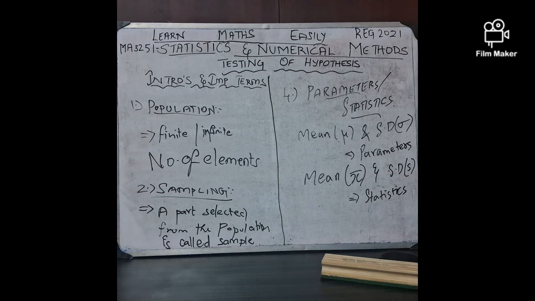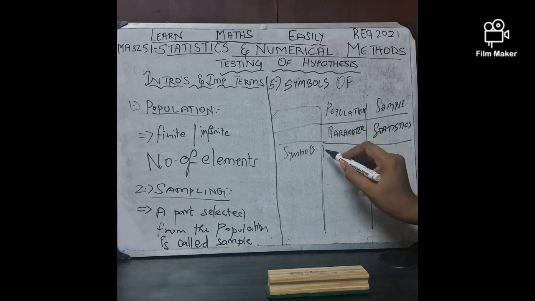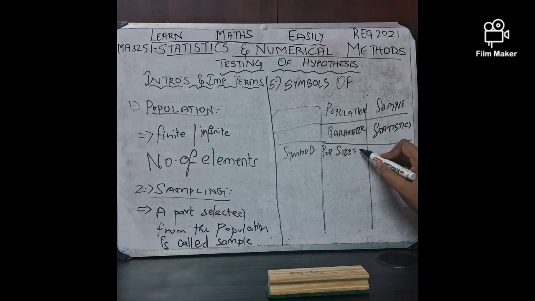Now we will see your fifth definition that is discussed, and in the next video we will see the upcoming things. This table gives the symbols for population and sample. So this is your fifth important term discussed in your textbook: symbols of population and sample. They have given a tabular column for population and sample with the symbols for each parameter. For population, first they have discussed the size, which is represented as capital N.